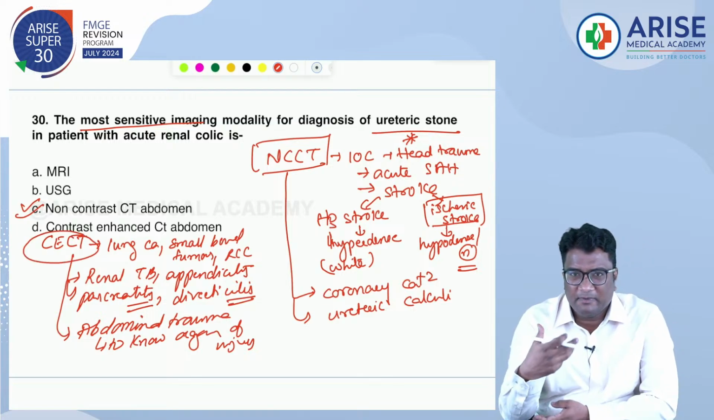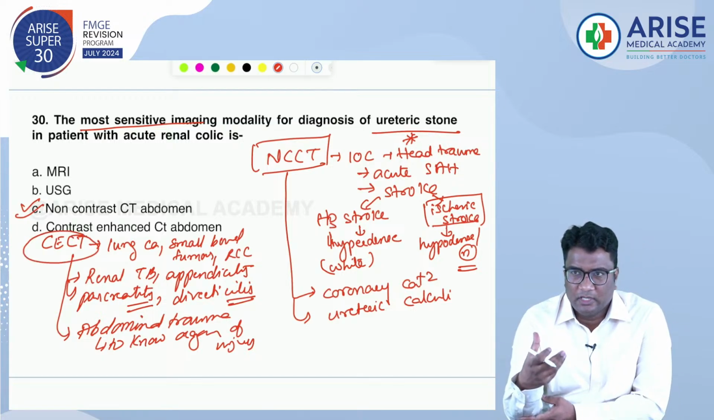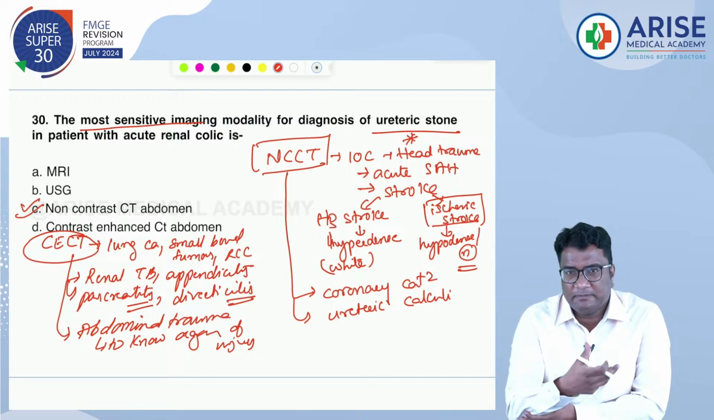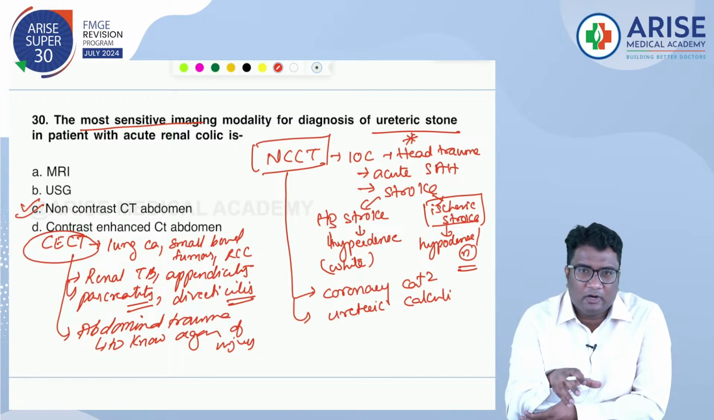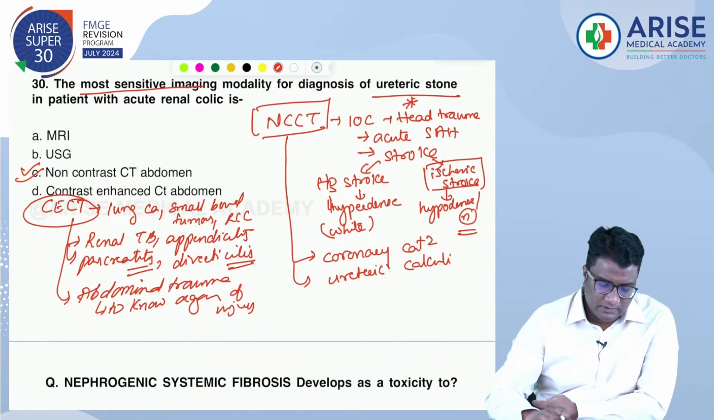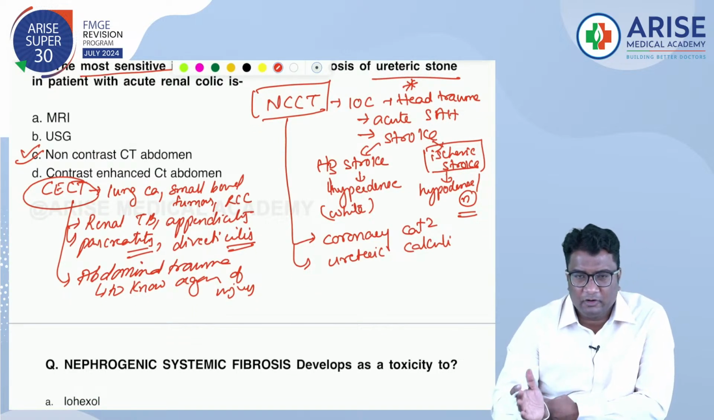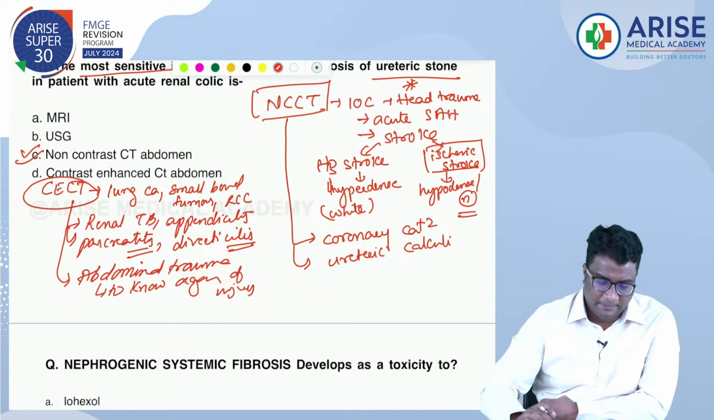So wherever contrast blush is coming, that is the organ that is injured. Contrast blush from the liver is hepatic injury. Contrast blush from the spleen is splenic injury. So in abdominal trauma, we go for CECT. For head trauma, we go for non-contrast CT, right? So it is important to remember the indications of non-contrast CT and CECT.